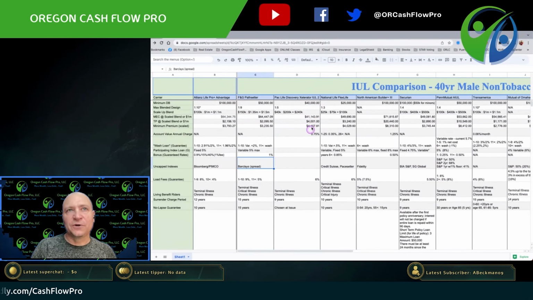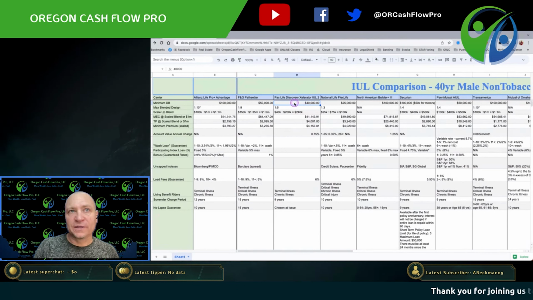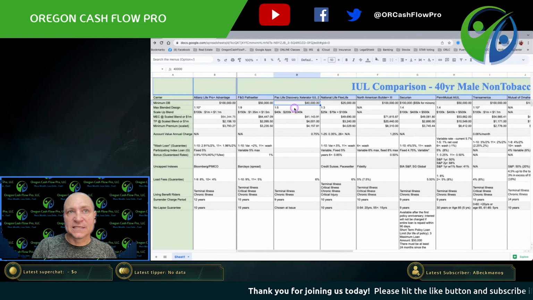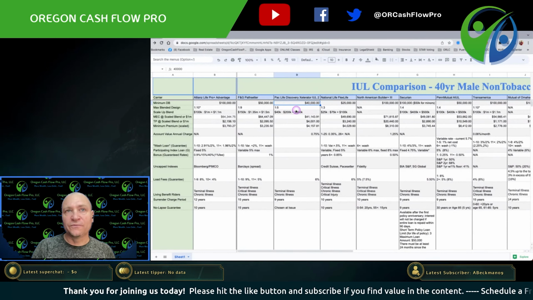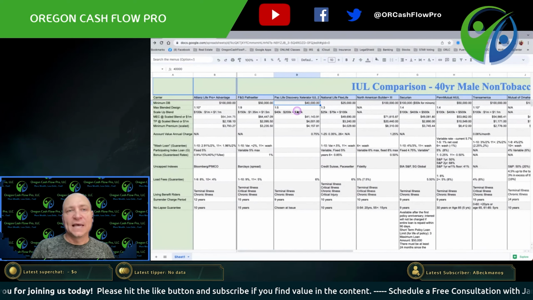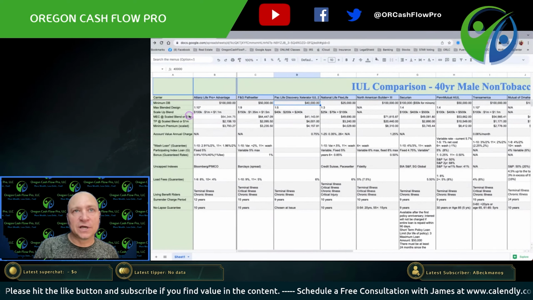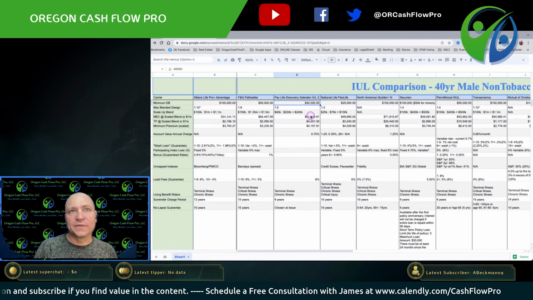Next, we've got PacLife. I don't have all of these filled in, but I did get some numbers. They have a minimum death benefit of $40,000. They can allow a 5-to-1 split design. So if we have a $40,000 minimum, we can have a total of $240,000 with that optimum split. And if we scale that up to $1 million, we have a $41,000 MEC limit.